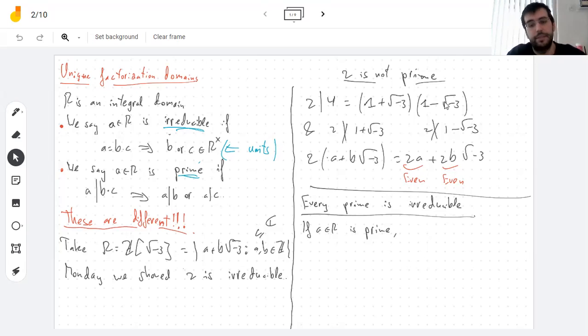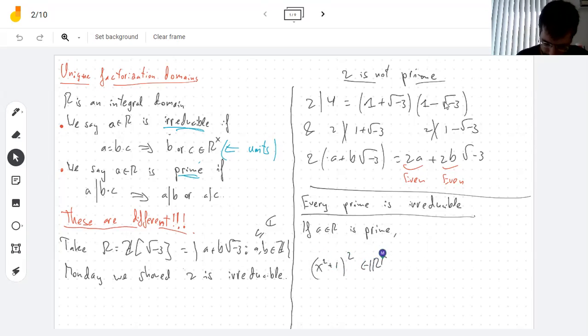And also, even if you had a polynomial, a polynomial can have no roots and still be reducible. Like this polynomial over the reals has no roots. But it's a square, so it's reducible. So, by the definition of irreducible, what am I supposed to show?